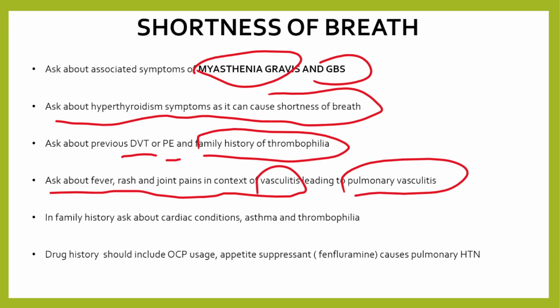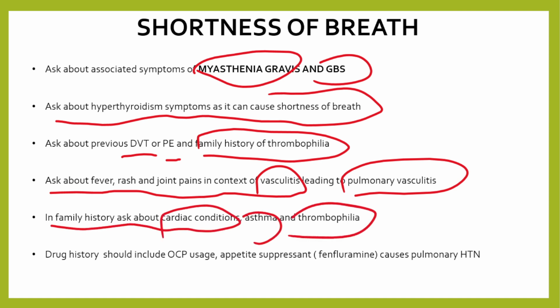In the past history, we will again ask about any cardiac issues, any pulmonary embolism in the past, and any respiratory problems like COPD and asthma in the past. In the family history, we will specifically ask about cardiac condition, asthma, and especially thrombophilia. Drug history should be sought out, as OCP use in a female patient can lead to shortness of breath due to pulmonary embolism. An appetite suppressant like fenfluramine is associated with pulmonary hypertension, so we should ask about that.